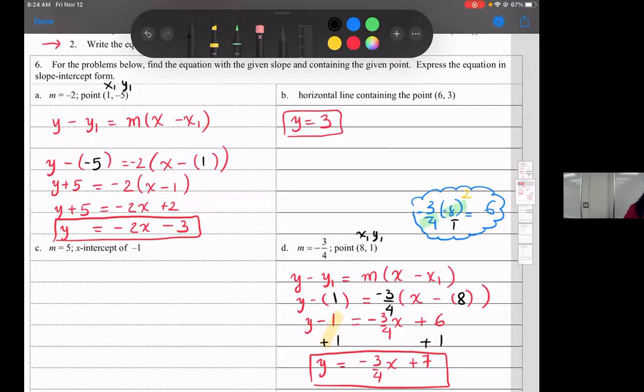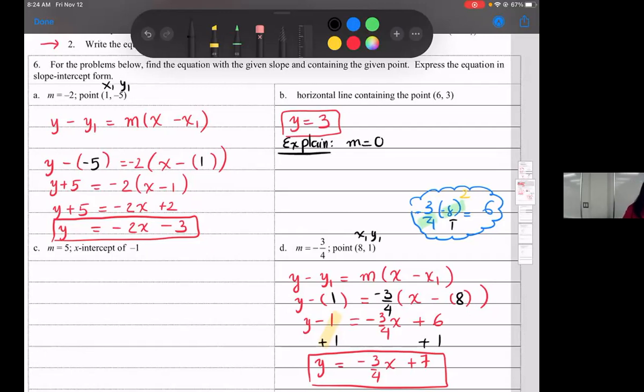Yeah. So let me explain. Here it's going to be... the slope is equal to 0 because it's horizontal. And then a point is 6, 3, and you plug it into the formula: y minus y1 equals m times x minus x1.